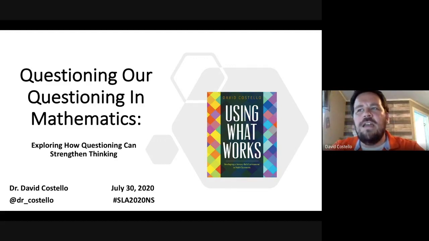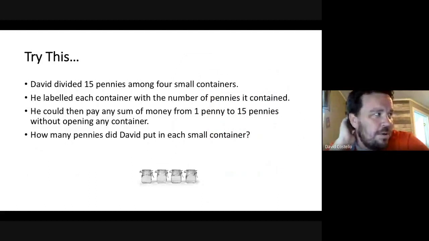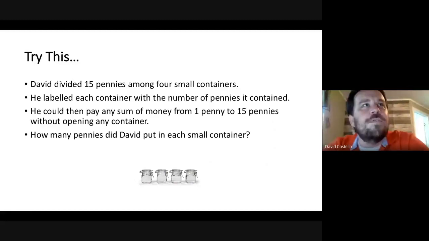And I'll go through that as the session unfolds, because I think it's always important at any session I give. I want us to be put in the mindset of problem solvers, of mathematicians, the same way that our students are in the classroom. So I want you to try this. So David, I just went with that name because I thought it's a pretty good name. David divided 15 pennies among 4 small containers, and there's the containers at the bottom. He labeled each container with the number of pennies in it. He could then pay any sum of money from 1 penny to 15 pennies without opening any container. How many pennies did David put in each of the small containers?